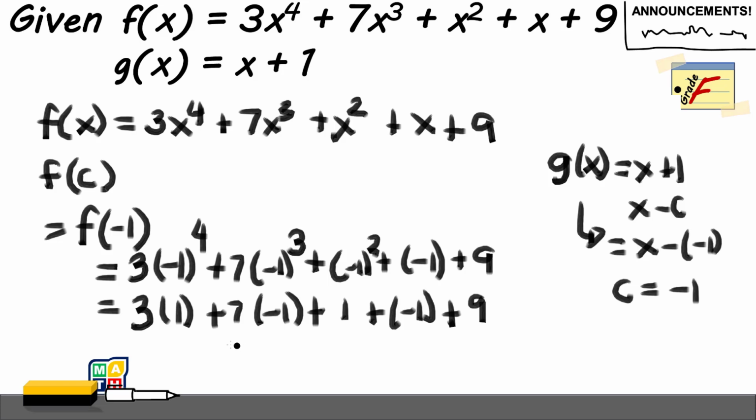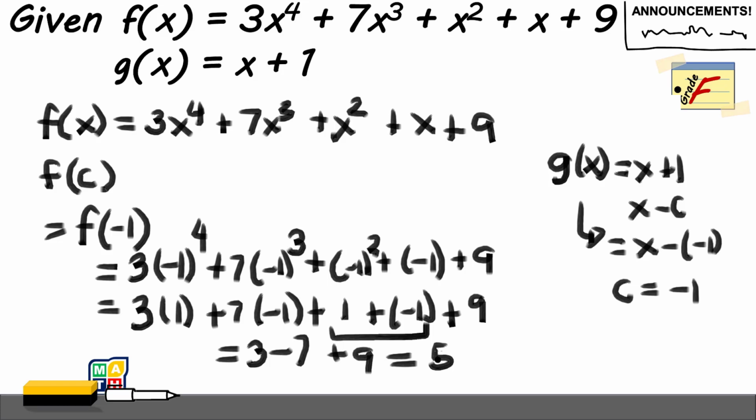So 3 times 1, that's 3. Then minus 7. Let this be 0 automatically. So you have here plus 9. So 3 plus 9 is 12 minus 7. We have the result of 5.